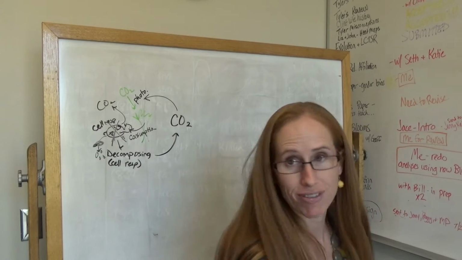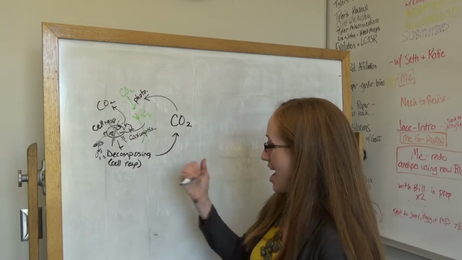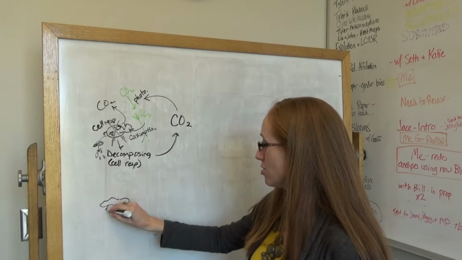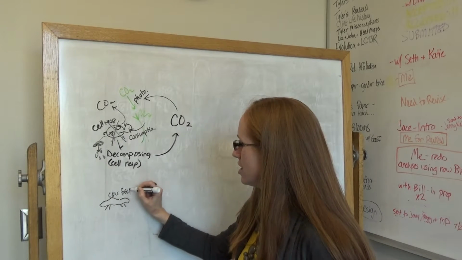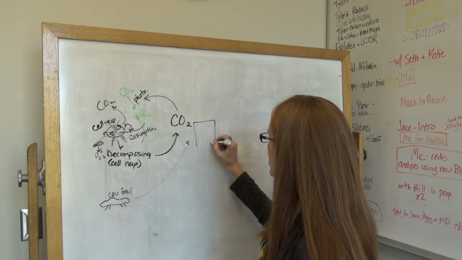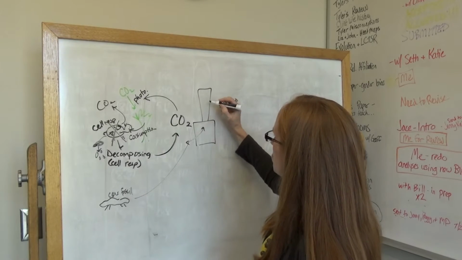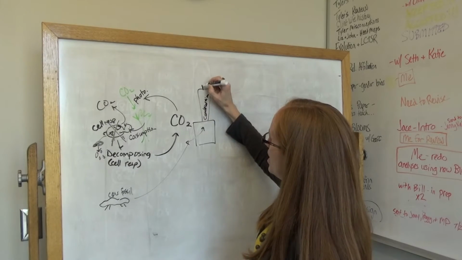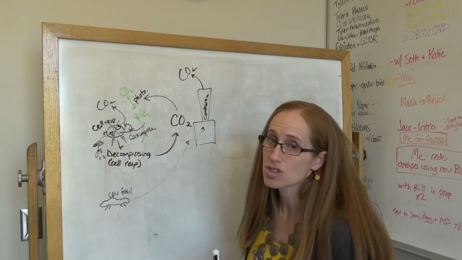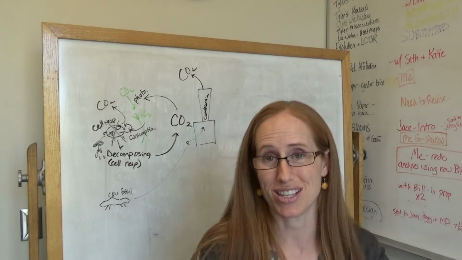You can also burn fossil fuels, so you can have the cow die and end up down here as a cow fossil. This is our cow fossil. Then you can have that go into a smokestack and be burned, combustion, and have it come out that way. So there's a lot of ways they can do it. You want to just get these processes on the board.